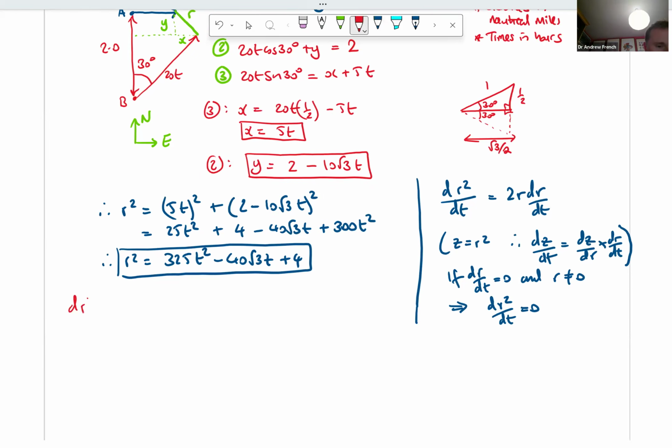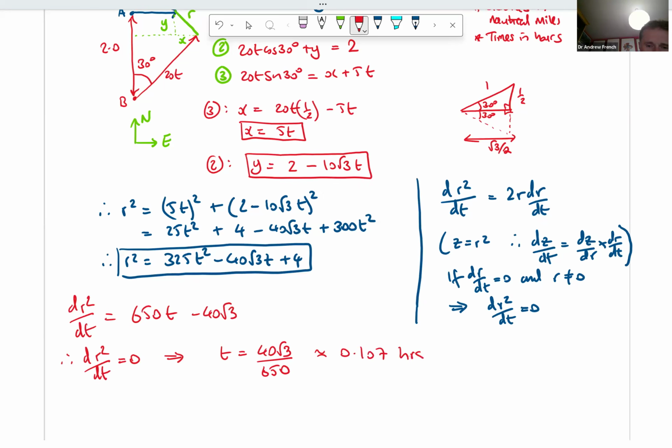So dr squared by dt. So we're going to get twice that. So what do we got? We've got 650. We've got minus 40 root 3. And there we go. So therefore, when dr squared by dt is 0, this means that our t is equal to 40 root 3 divided by 650. All right, which is about, if you put it into a calculator, 0.107 hours.